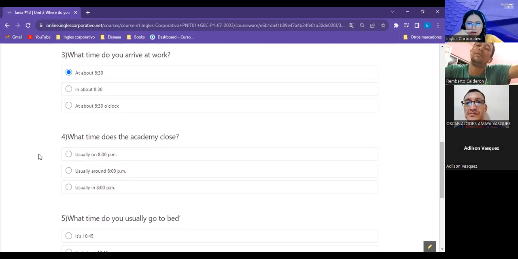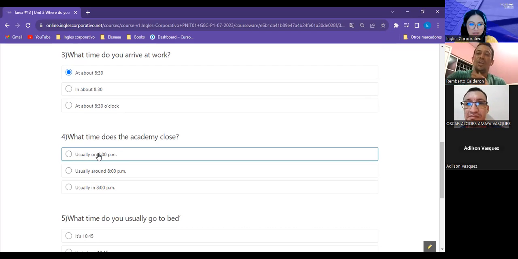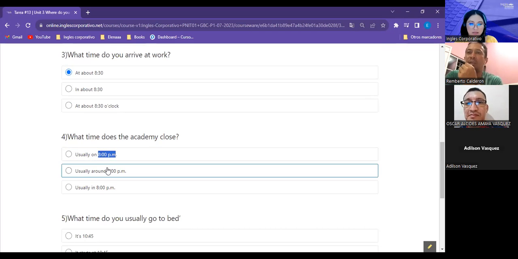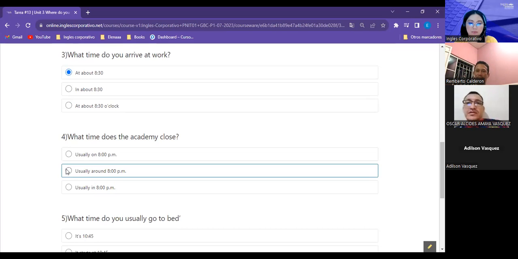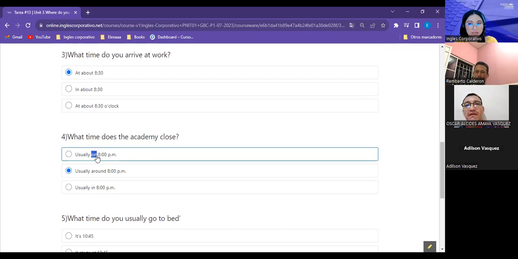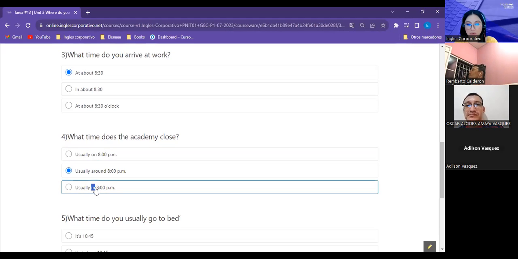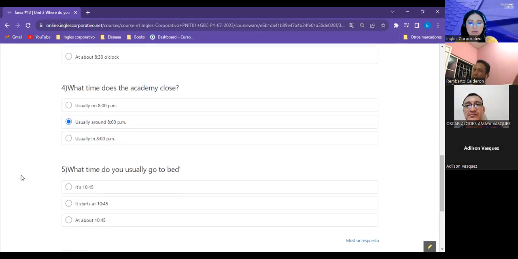What time does the academy close? Look. Usually around 8 p.m. Exactly. Tengo horas exactas por acá. La única que puedo ocupar sería esta. Around. On no me sirve para preposición. Cuando doy una hora exacta, in tampoco. Entonces, descartada desde ahí.